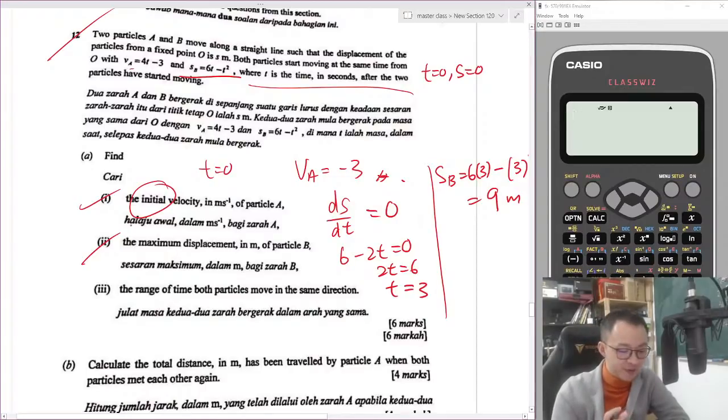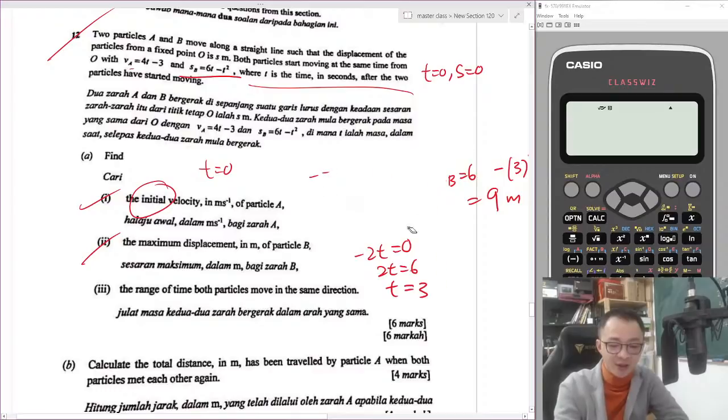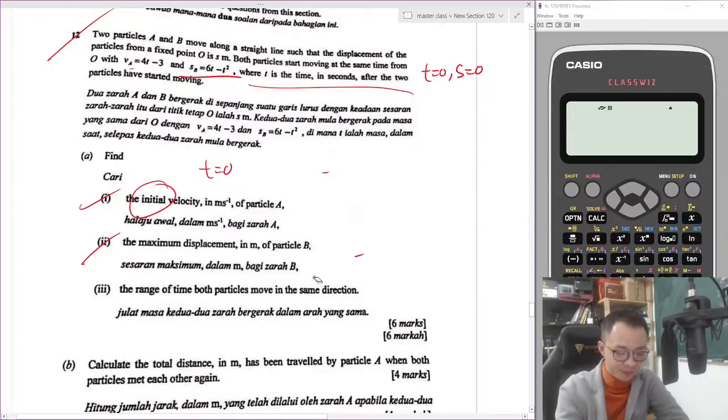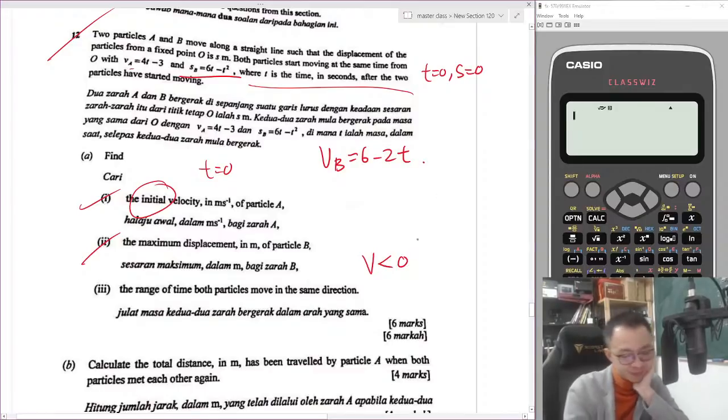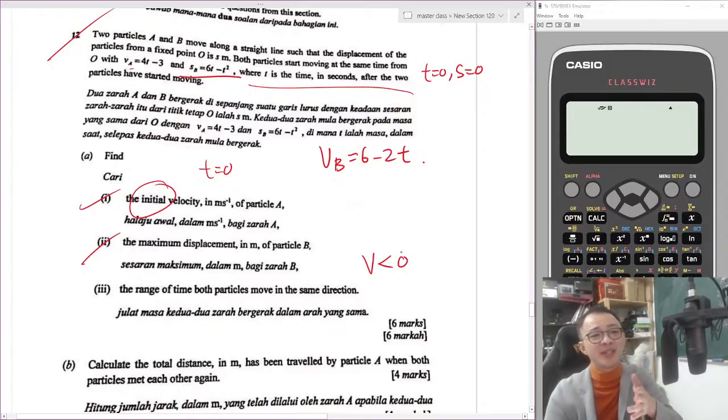So, find the range of time both particles move in the same direction. Okay, I guess this one is slightly hard, I'm not sure. Since both of them move in the same direction, I would say the velocity must be either bigger than 0 or less than 0. I got the velocity of B first: 6 minus 2t. If V is less than 0, both of them move left. If V is bigger than 0, both of them move right.